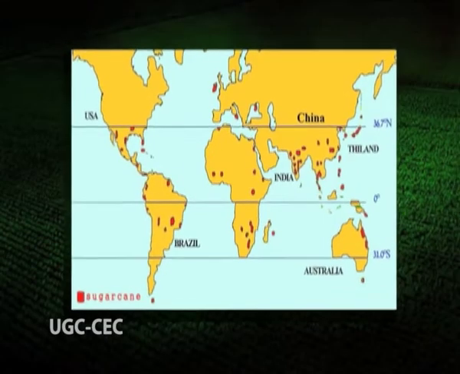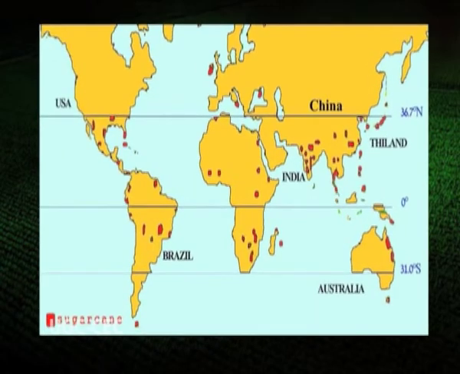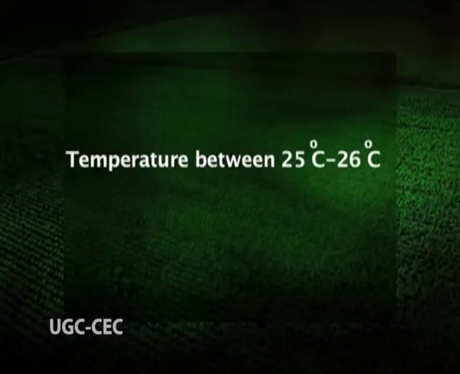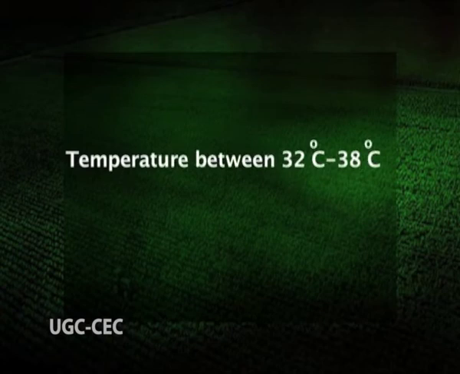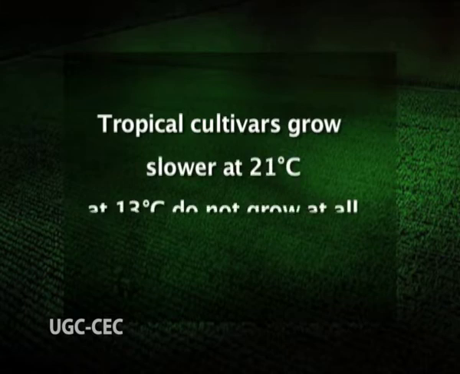Sugarcane is grown in all tropical and subtropical regions of the world, on both sides of the equator up to approximately 35° north and 35° south. The most favorable temperature for subtropical and tropical cultivars is 25 to 26° centigrade. Optimum temperature for sprouting of stem cuttings is 32 to 38° centigrade. Tropical cultivars grow noticeably slower at 21° centigrade and at 13° centigrade don't grow at all.